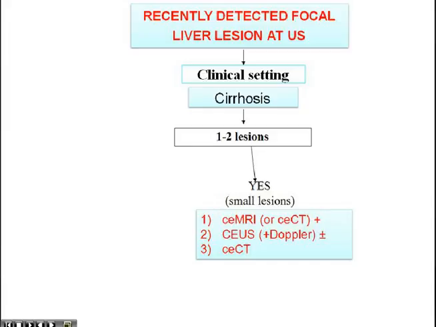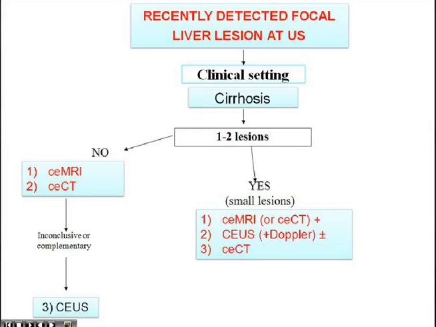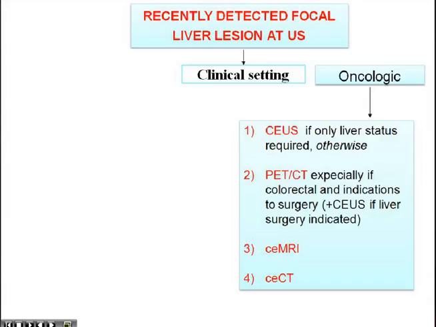If there is cirrhosis, 1 or 2 lesions, then we should perform CEUS or CT or MRI. I will discuss this in the next talk. And if there are more lesions, then probably CEUS is not the good technique because it's not panoramic, and we should go directly to CT or MRI. If the setting is oncologic, then we should consider more panoramic techniques. I thank you for your attention.